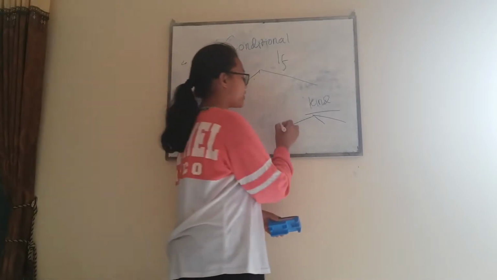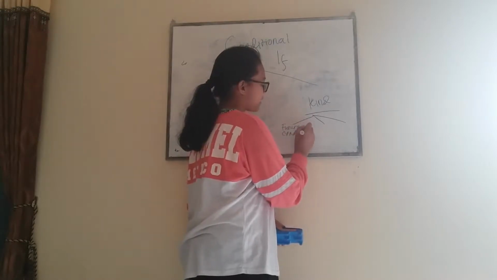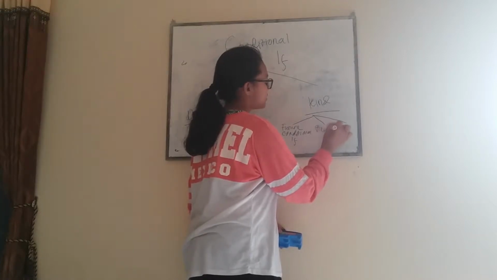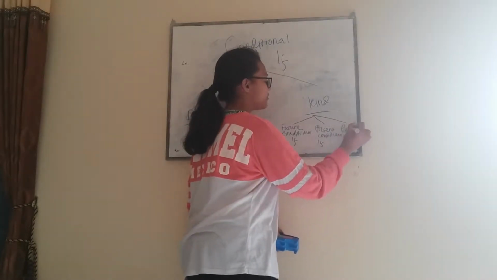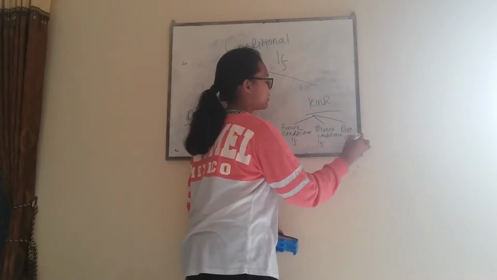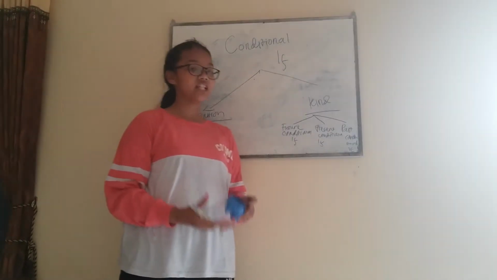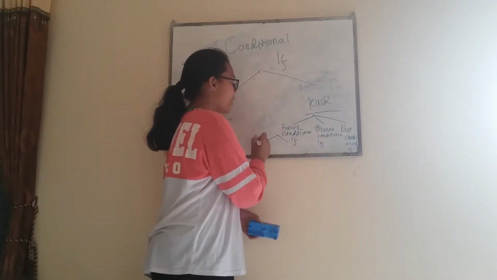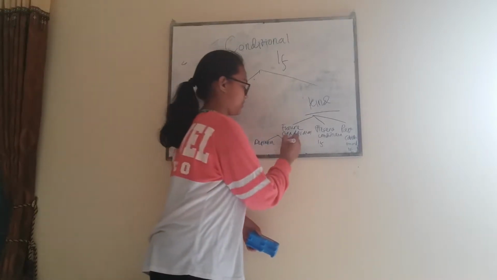Number one is future conditional if. Number two is present conditional if. And number three is past conditional if. Number one is future conditional if. Future conditional if consists of two parts. Number one is definition, and number two is the pattern.